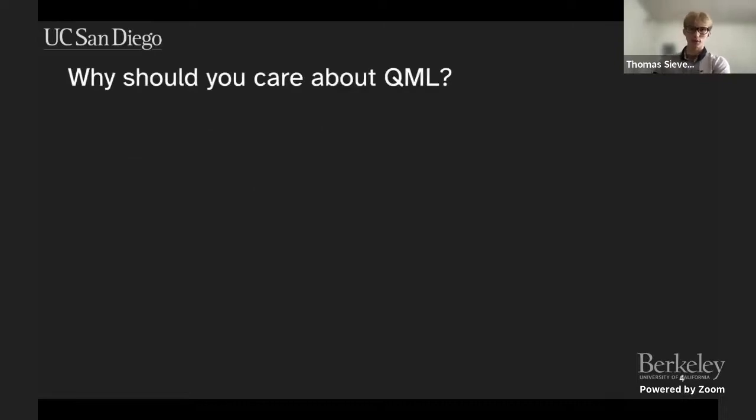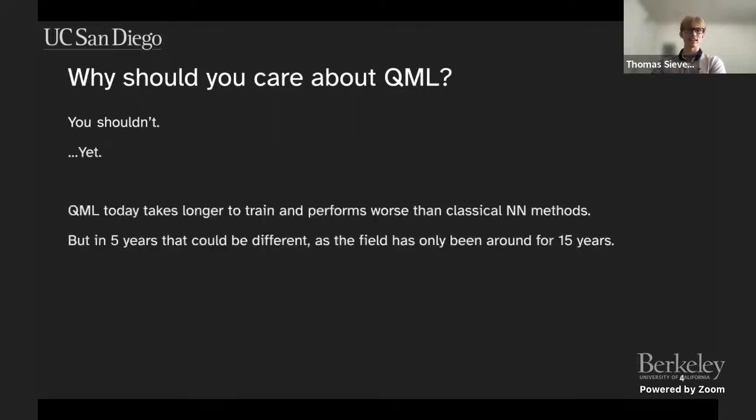So why should you care about QML? This is my required thing I need to put at the beginning. Hopefully all of you care about QML because you're here, or at least in quantum computing, but right now you probably shouldn't just yet. Current quantum machine learning methods usually take a lot longer to train. They're more annoying to train. They honestly typically perform worse than classical neural net methods. But this could change quickly in the next 5 years. Things could be radically different, because the field has only been around for about 10, 15 years.